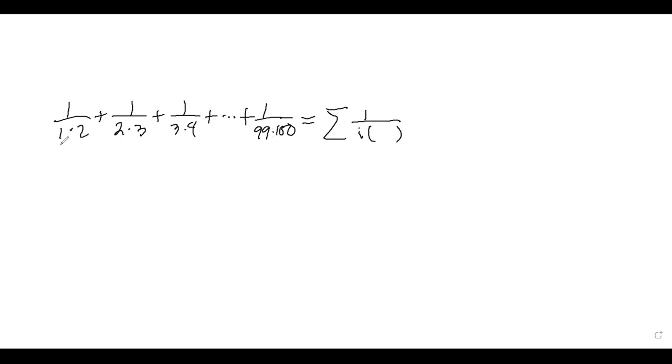The number beside it is just one greater than the other, so it will be i plus 1. As we observe, when i is equal to 1, this is 1 over 1 times 2. It's correct. When i is 2, 1 over 2 times 3, and so on. It will end at 99. So we are done rewriting this expanded form into sigma notation.